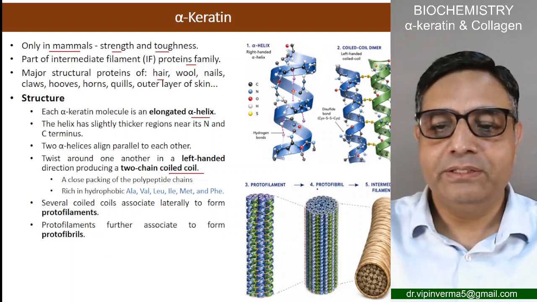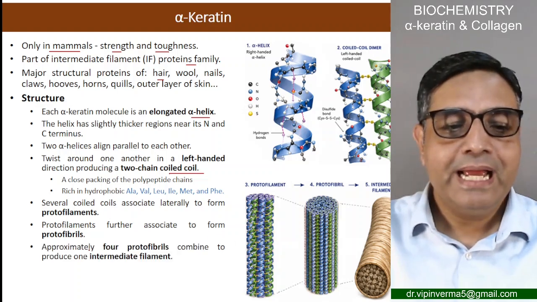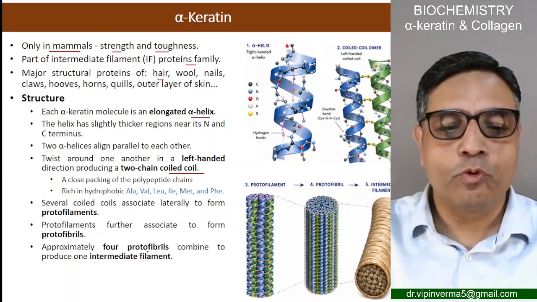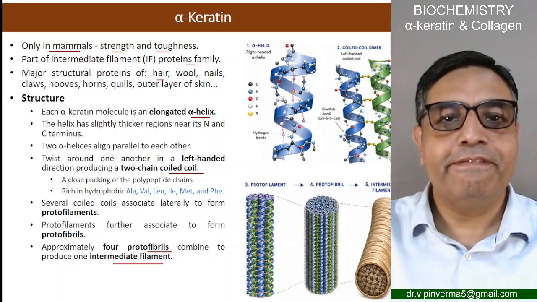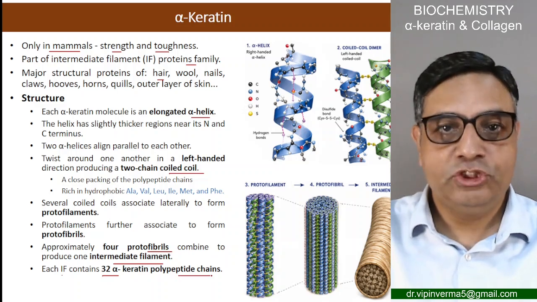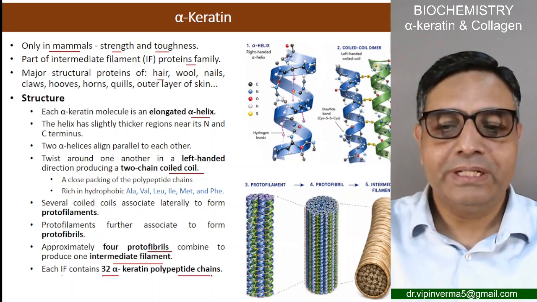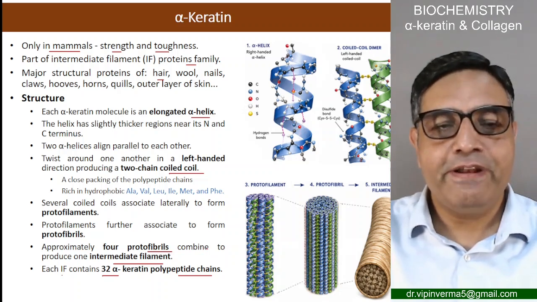So here you can see the protofilaments making the protofibrils, and approximately 4 protofibrils combine to produce an intermediate filament, and this is the intermediate filament family to which alpha keratin belongs, right? Each intermediate filament contains 32 alpha keratin polypeptide chains. All right, so that's how they are forming the intermediate filament.